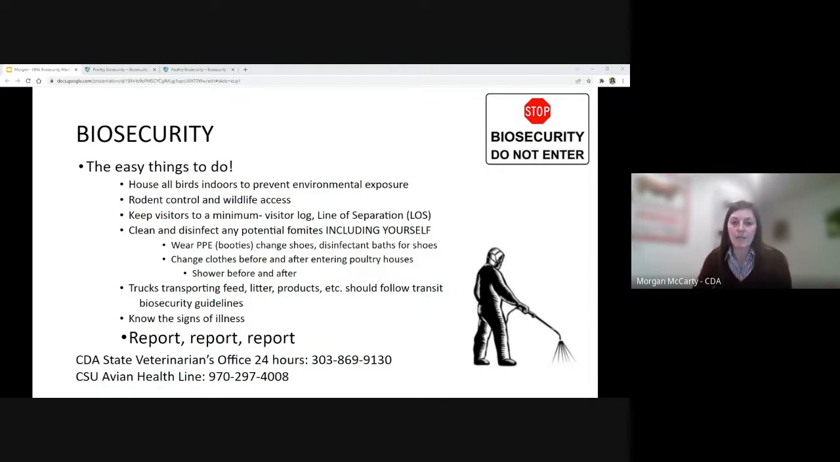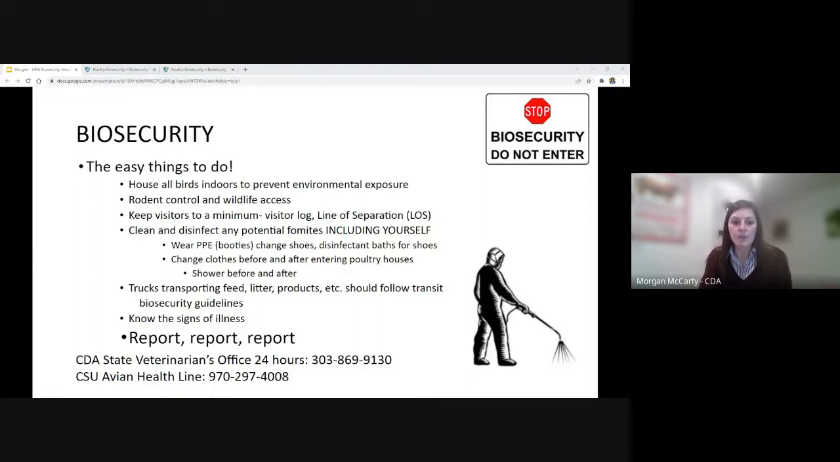We know that people can carry this disease on them. And so not allowing any unnecessary, untrained personnel into the barns, keeping a visitor log of who's coming and going, and following that line of separation. Cleaning and disinfecting any potential fomites, including yourself. And that means wearing PPE, which could be booties, a suit, changing your shoes, disinfecting your shoes, that sort of thing, changing your clothes, and then potentially showering before and after entering barns.